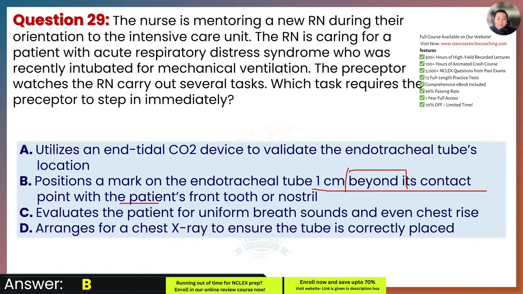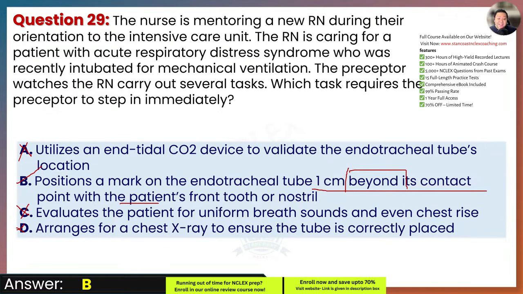And in a patient with ARDS where precise ventilation is critical, any misplacement or movement of the tube could lead to a serious complication. And so you as a nurse mentoring here should correct this action. Now, what about letters A, C, and D? These are all incorrect, right? It said, utilizes an end-tidal CO2 device to validate the endotracheal tube's location. This is actually an action that does not require the preceptor to intervene, okay?